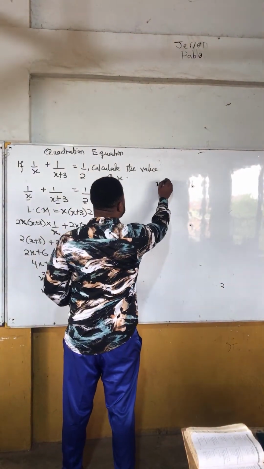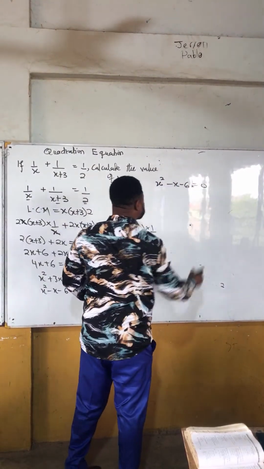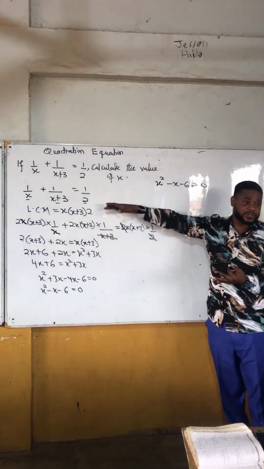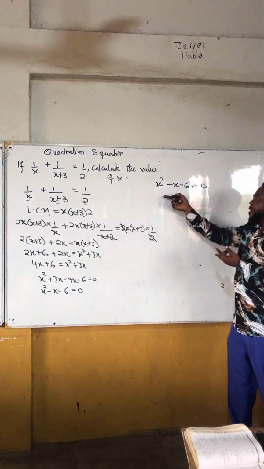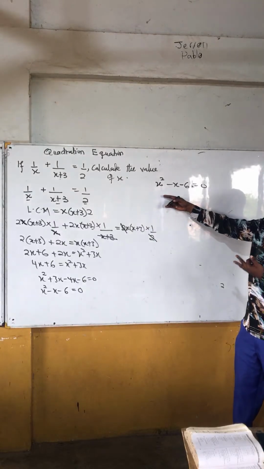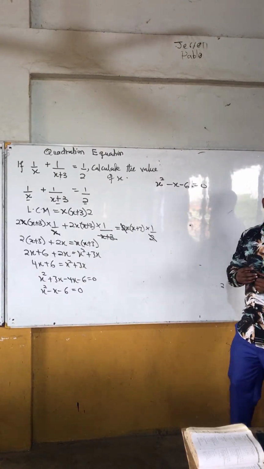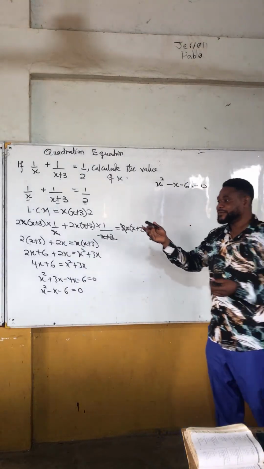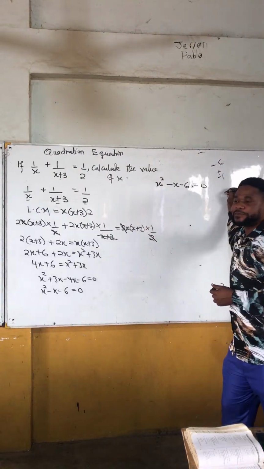So we have x squared minus x minus 6 equal to what? 0. So you see the concept of this question. Now before we come to solve our quadratic equation, two numbers when we multiply we get negative 6, but when we add we get negative 1. What are the two numbers? Two numbers when we multiply we get negative 6, when we add we get negative 1.